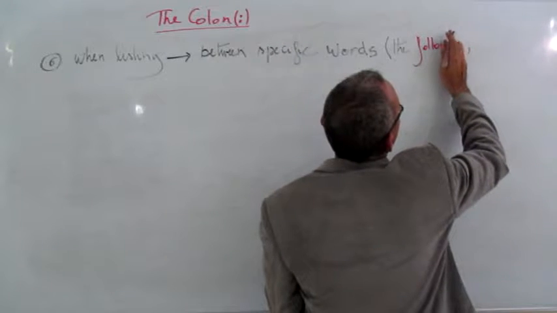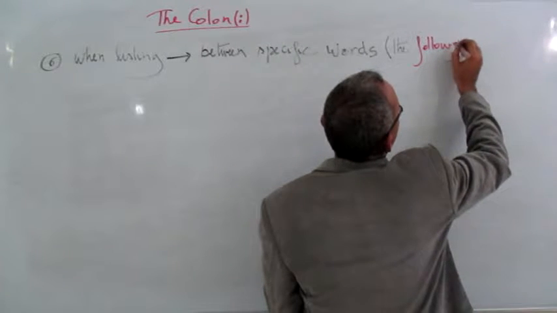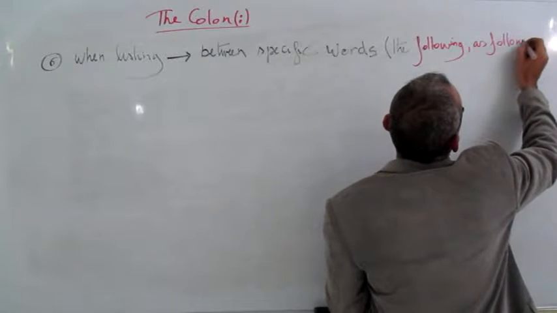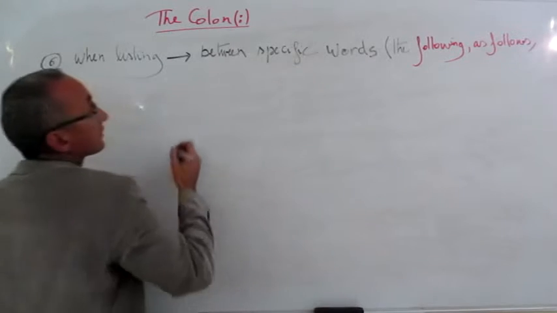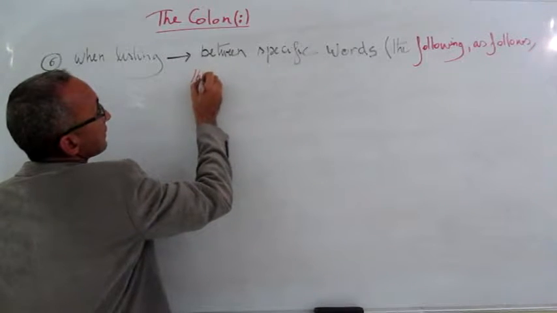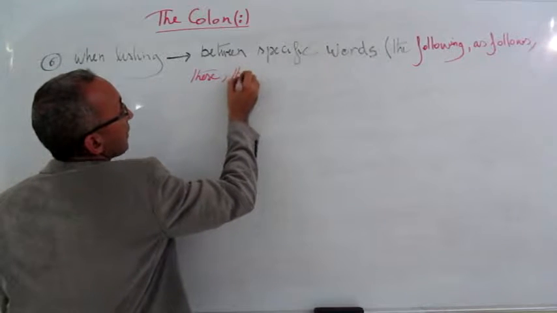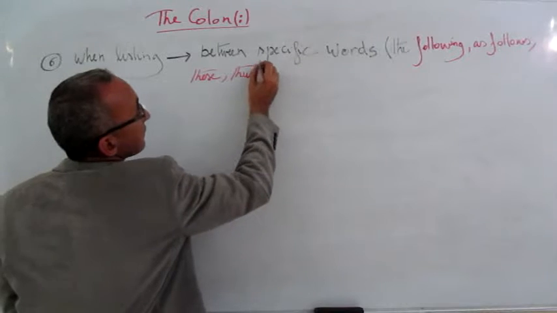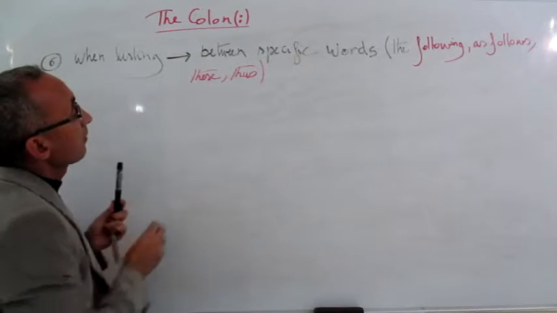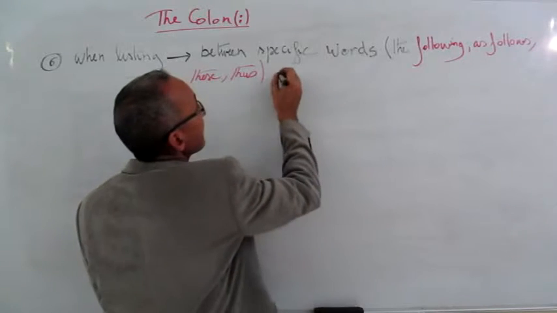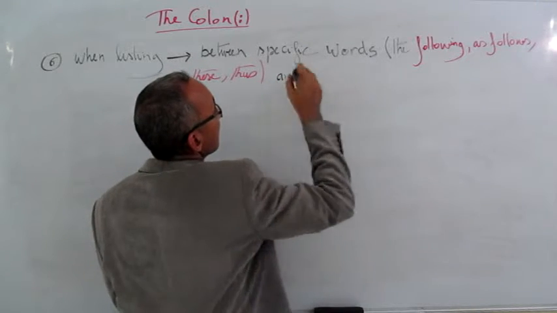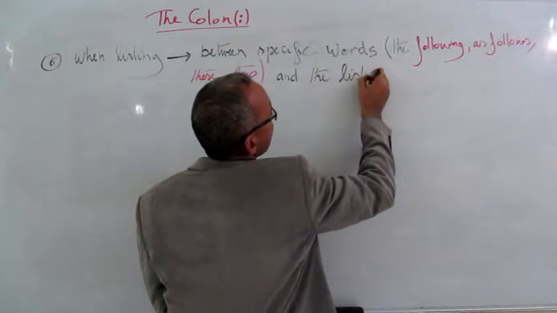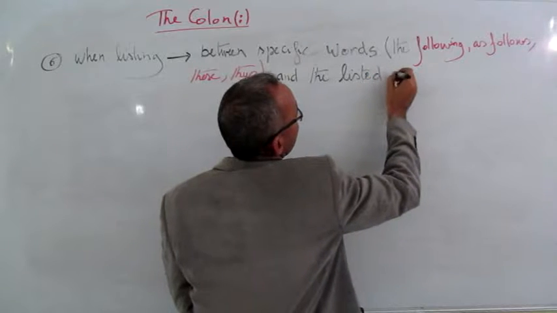Also we have as follows. Also we have the case of these, and also thus. Alright, so the colon comes between specific words and the listed items.